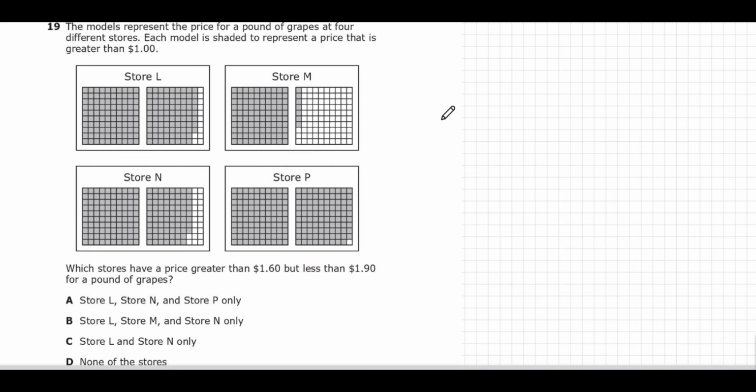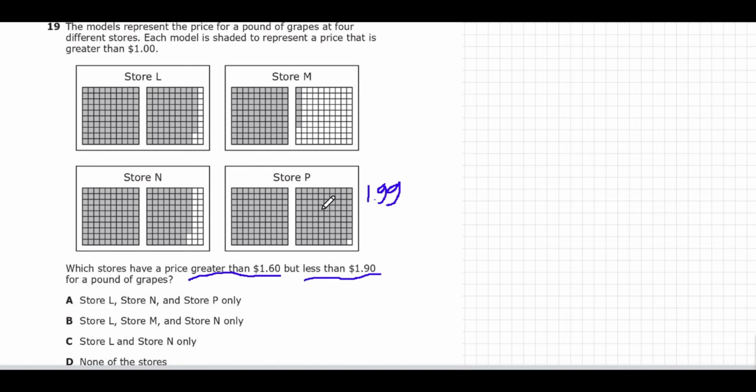Question number 19. The models represent the price for a pound of grapes at 4 different stores. Each model is shaded to represent a price that is greater than $1. Which stores have a price greater than $1.60, but less than $1.90 for a pound of grapes? Each model has 100 small squares within the large square shaded, which represents $1. Each small square is 1 cent.